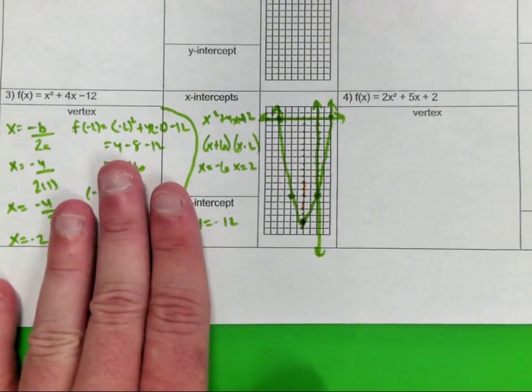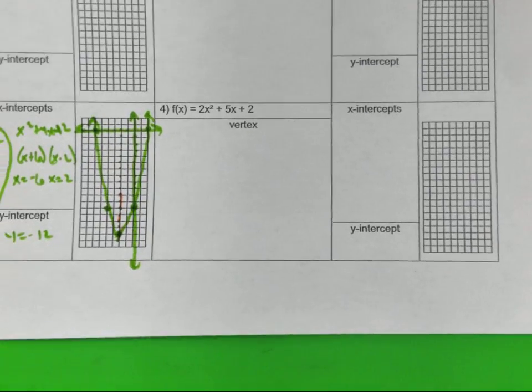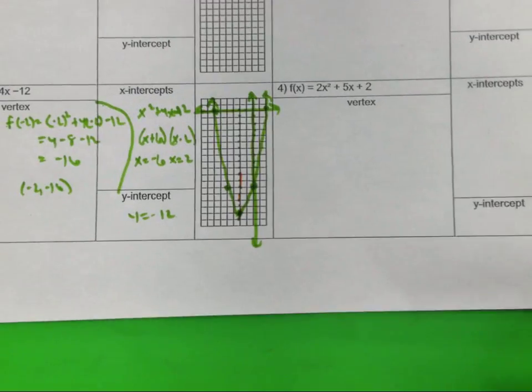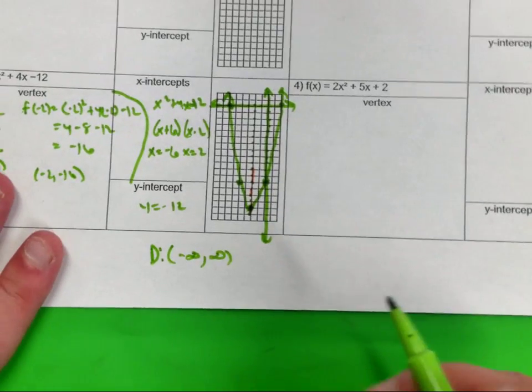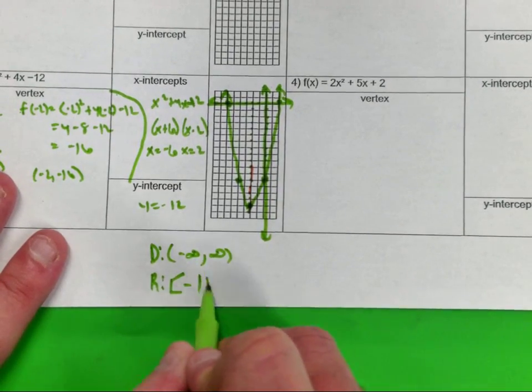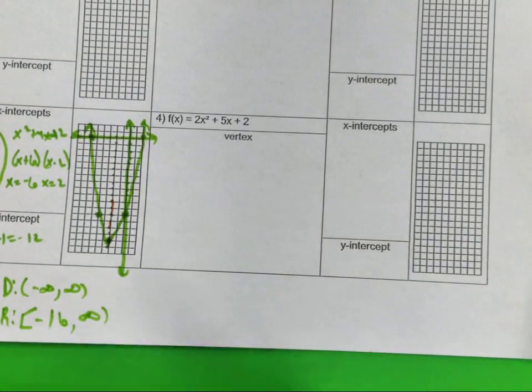Okay. So that was from last night. We're about to do a completely different one. And I saved this one for a particular reason. Alright. Oh, domain. What's our domain? All real numbers. Negative infinity to positive infinity. What's my range? Very good. Alright, number 4.